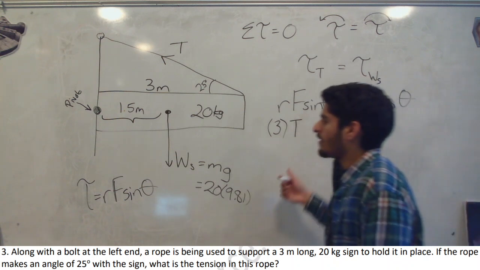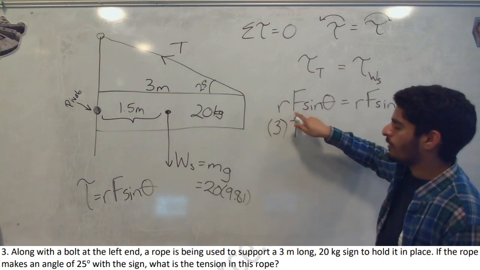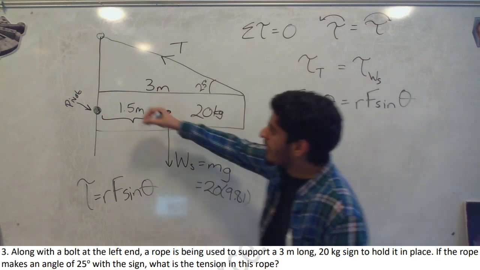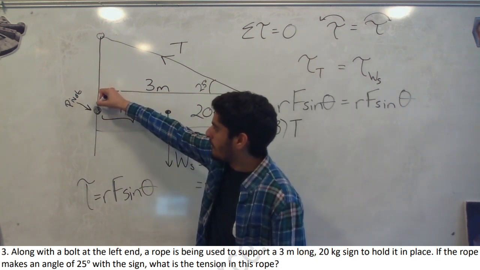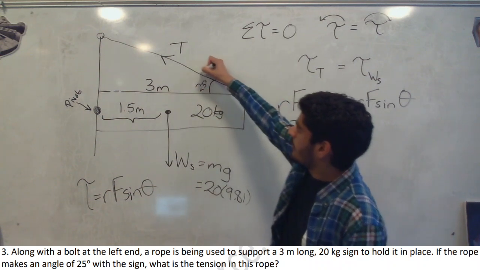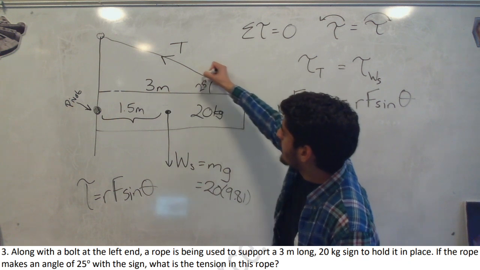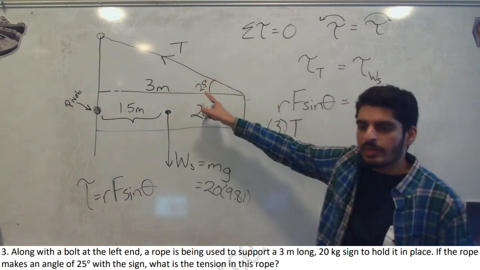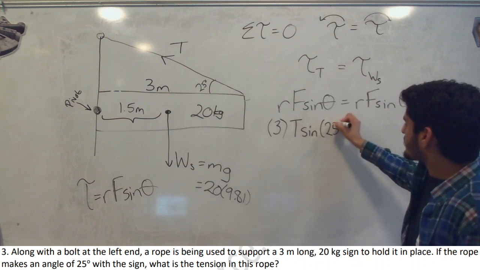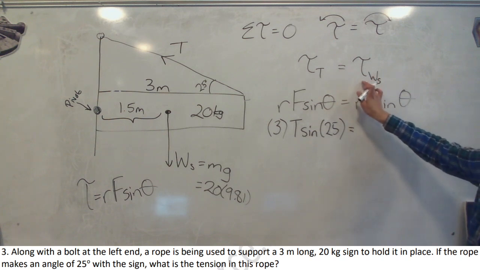So this angle theta is always the angle between your radius and your force. And the easiest way to find that angle, if it's not obvious like it is here, is to put your pencil on your pivot point, draw out the radius, and draw out the force. And whatever angle you just made, that's the angle you want. So in this case, we just made that 25-degree angle. And so this would be sine of 25. And all of that is equal to the torque due to the weight of the sign.